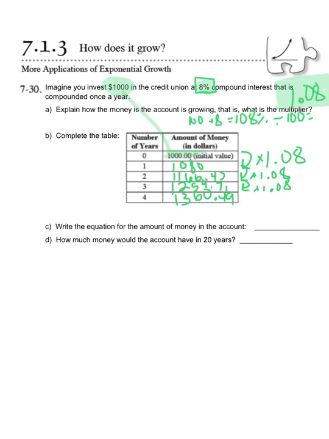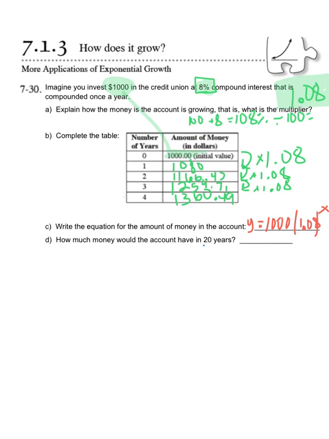Part C. Write the equation for the amount of money in the account. So we know we have that y equals a b to the x. So the starting amount, $1,000, times the multiplier, 1.08. And we put x as the exponent to keep track of the number of years.